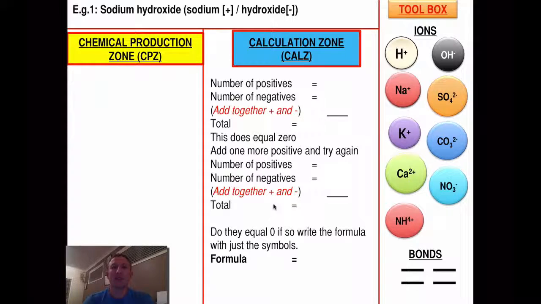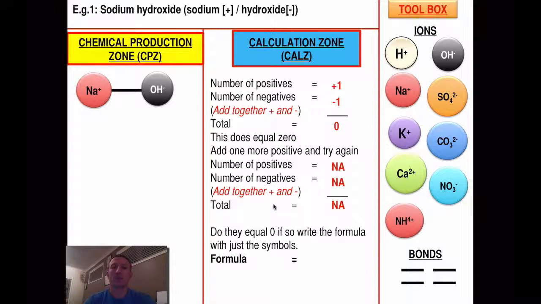Okay, example 1. In this case, we're going to make the ionic compound sodium hydroxide. So to start off with, we need our positive ion, sodium. We'll put that in the CpZ, and then we need our negative ion, hydroxide, OH-. Join the two together, and there's the chemical bond. So let's check and see how their charges compare. In the calculation zone, we'll put the number of positive ions, +1. The number of negative ions is -1. When we combine those together, hey, we get 0. This means that the compound is now stable, so we can ignore this middle piece.